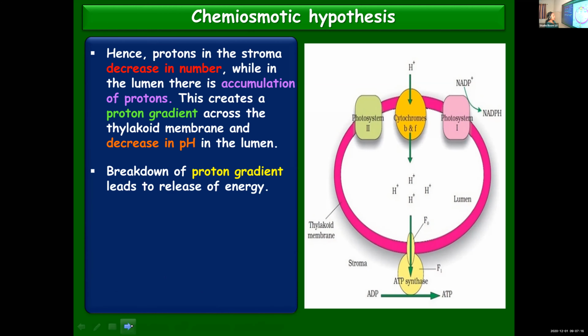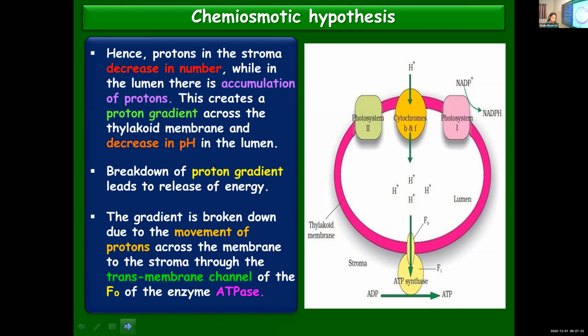But whenever this proton gradient is broken, it will release energy. Using that energy, ATP is synthesized. And how is it broken down? If the proton gradient should break, then there should be movement of protons from the lumen to the stroma. How does that take place? With the help of ATP synthase enzyme.